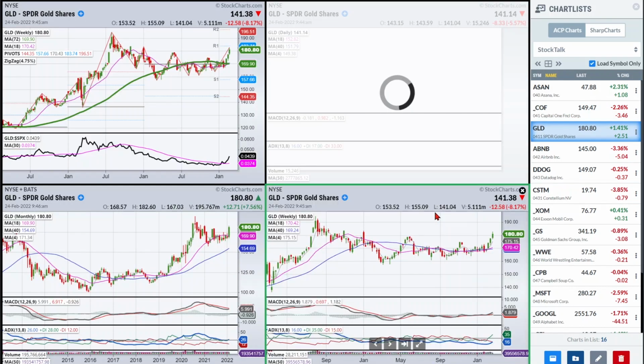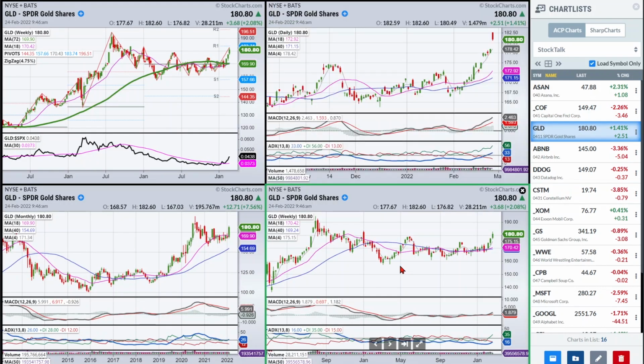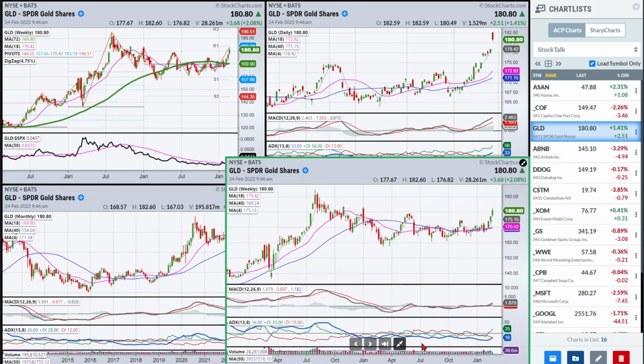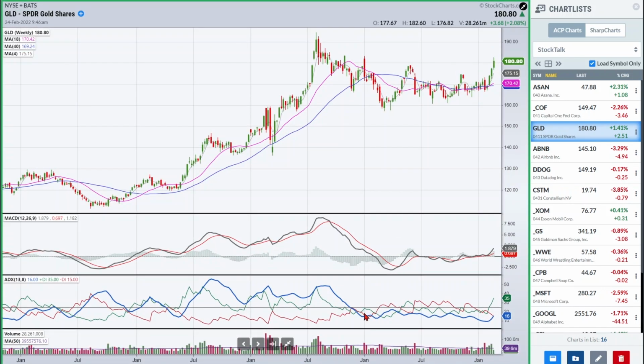So let's look at GLD, the gold ETF, and I've actually got a few requests later on that are individual gold stocks, so that's worth sticking around for. We've got this nice sideways pattern. And let's go and look at this weekly chart. Look at this low ADX pattern.